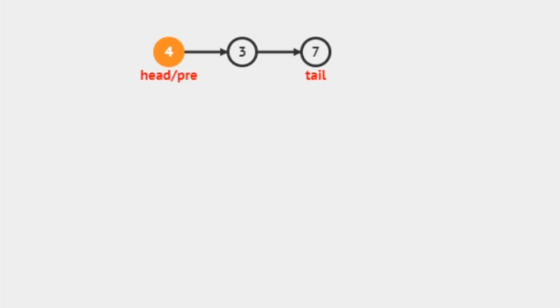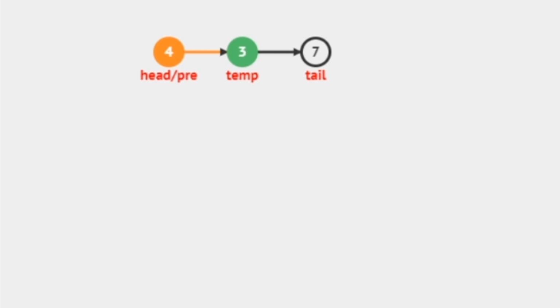So how will we delete the tail node? Firstly, we set up two pointers. One is pre and one is temporary. The pre pointer will always be previous to the temporary pointer. So here our previous pointer is at 4 and temporary pointer is at 3.